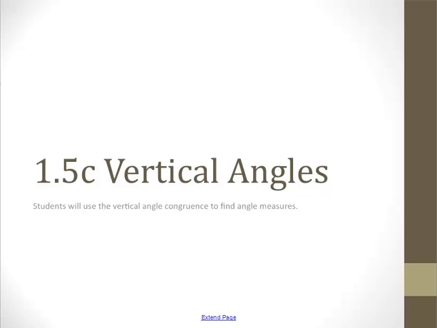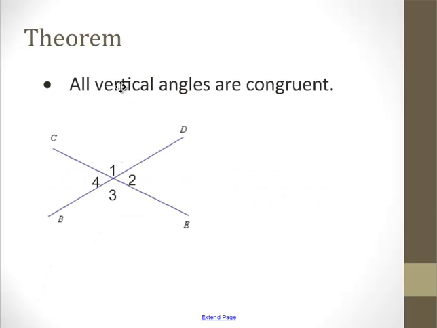So we've got one last video for section 1.5, and it's a quick one on just covering vertical angles, because there's a special theorem that applies to vertical angles that doesn't necessarily apply to adjacent, supplementary, complementary, and all those. And that theorem is that all vertical angles are congruent. Remember, vertical angles are across from each other.